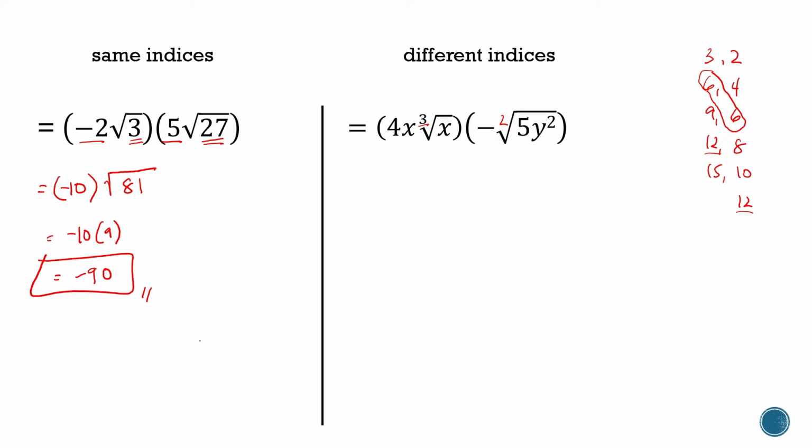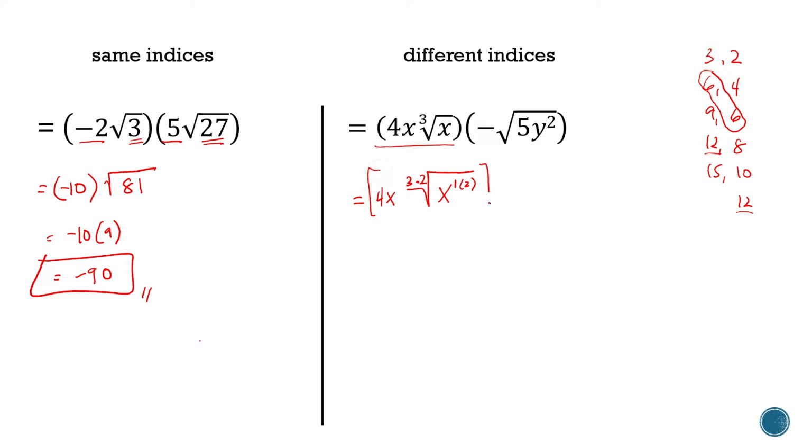Since 6 is the least common multiple of 3 and 2, I'm going to make this 3 equal to 6 and that 2 equal to 6. How? By multiplying a certain number. What number are we going to multiply to 3 to make it equal to 6? That's right, it's positive 2. So this radical will be equal to 4x, 3 times 2 for the index, and then the radicand, x raised to 1, we also need to multiply the exponent by positive 2.